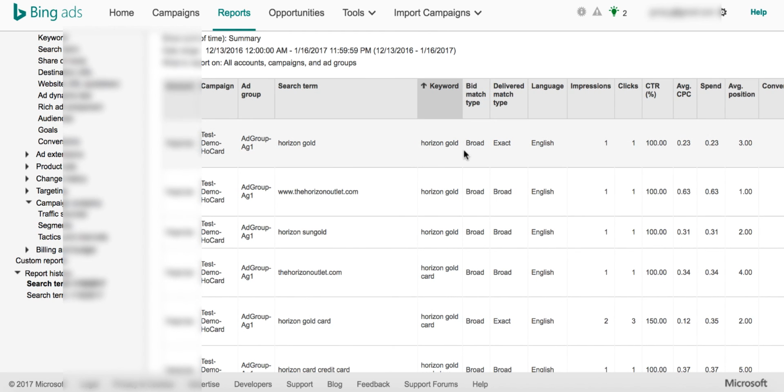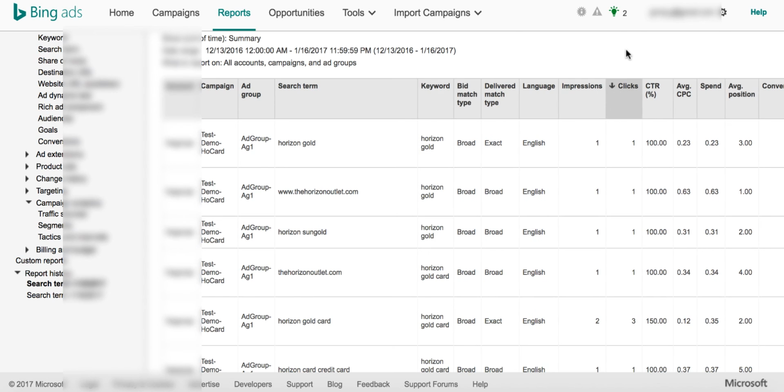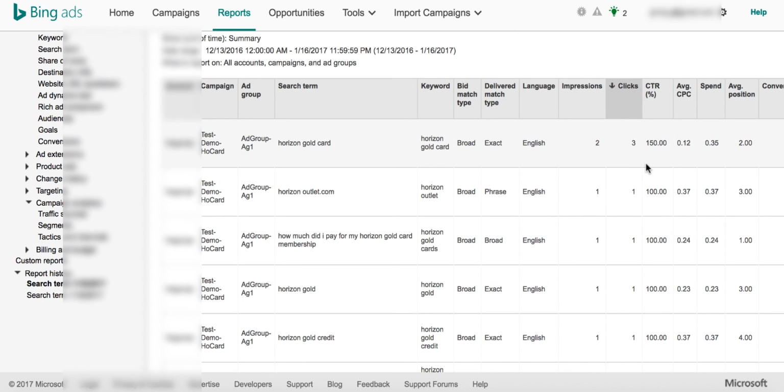As a quick example, if you see the number of clicks, that's the highest clicks because our campaign has very low volume. So there are 3 clicks for this particular keyword, horizon gold card, and the exact search term that got us clicks is horizon gold card. So someone has actually searched for this particular term in Bing, so that has got matched to our keyword horizon gold card as a broad match.